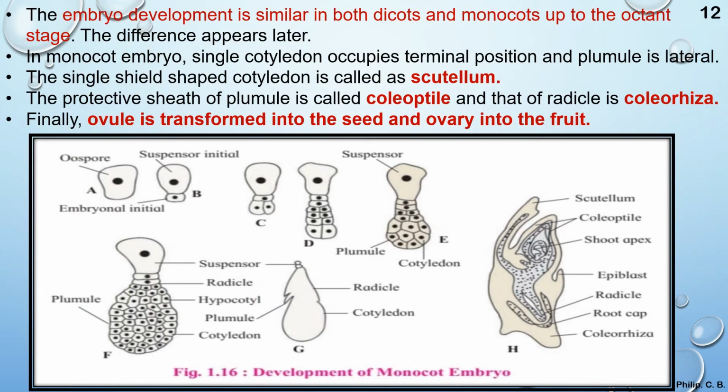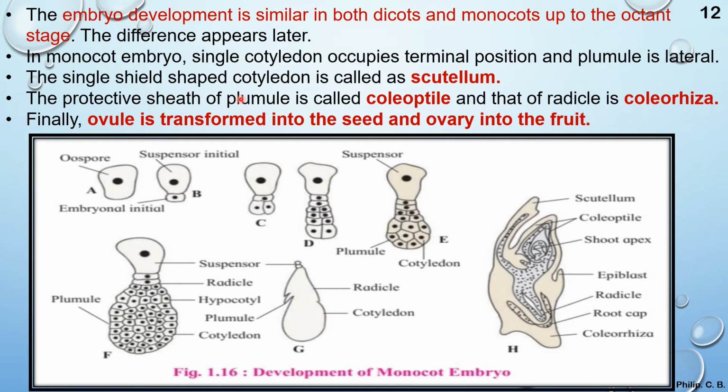Further points, in case of monocot. Now what we learned is in case of dicot; now coming to the monocot. The embryo development is similar in both dicot and monocot up to the octant stage, so the initial part is almost similar. The difference appears later. In monocot embryo, a single cotyledon occupies the terminal position and the plumule is lateral.